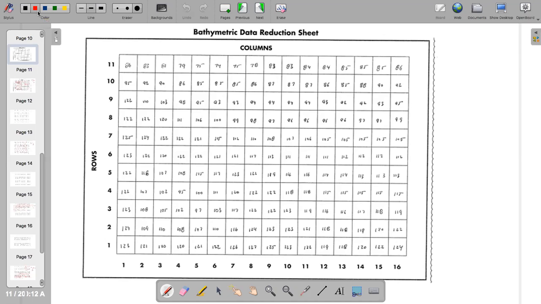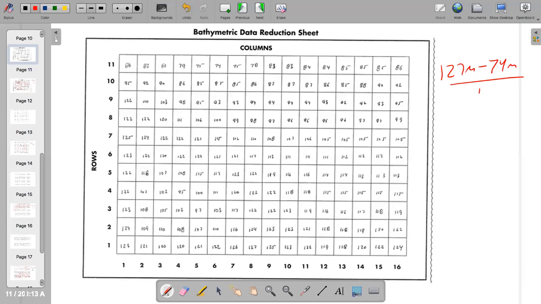What's the greatest depth on this one? It's like 127 maybe. There's 127 down at the bottom. It doesn't have to be perfect. And then what's the shallowest? 74, I guess. Yeah, 74.